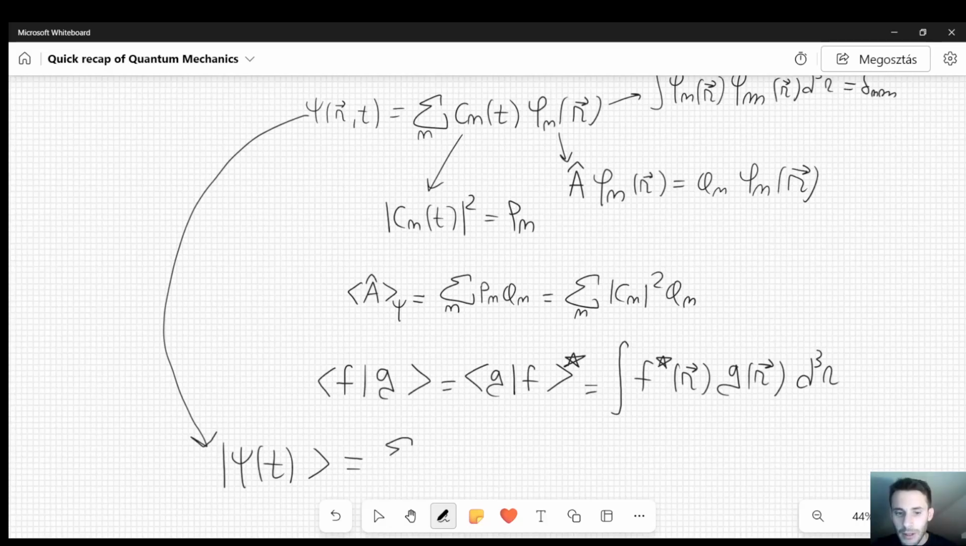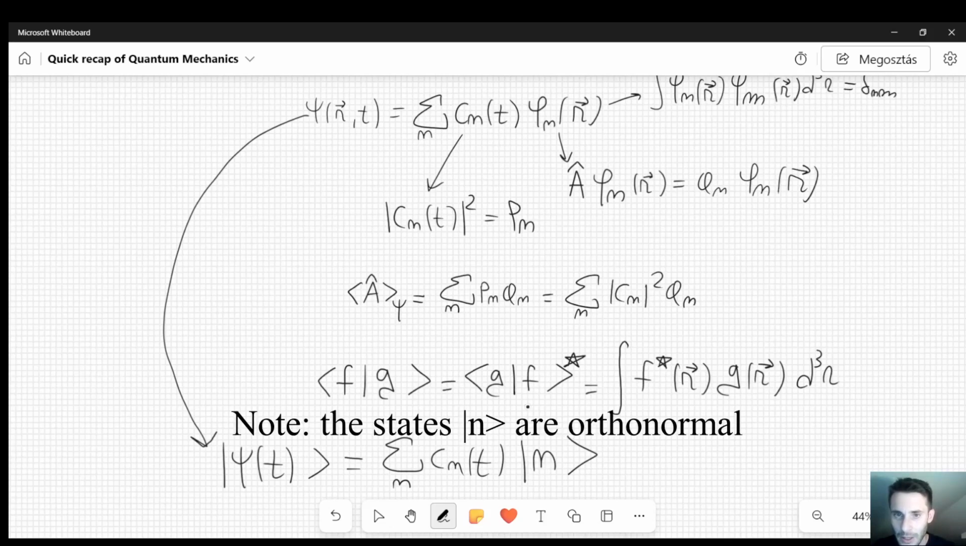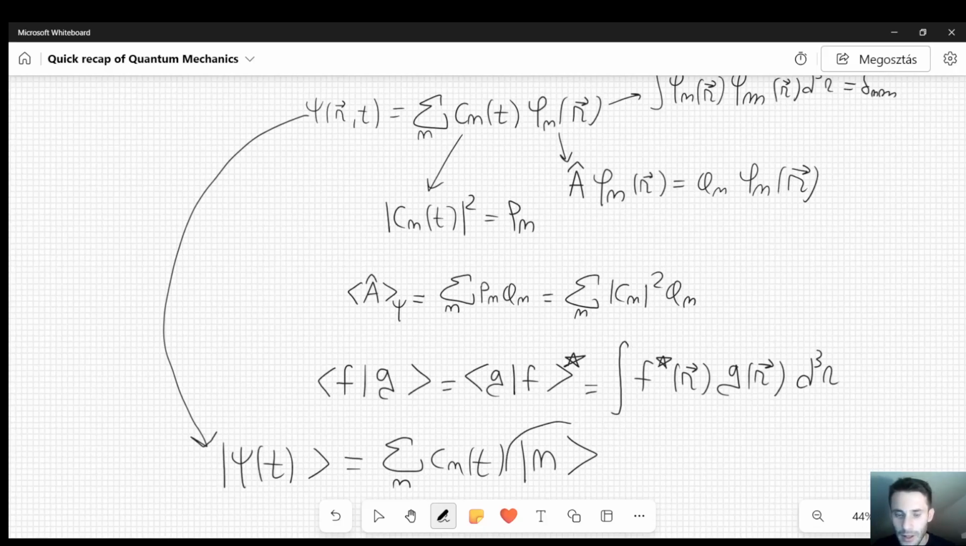And this can be thought of as a summation over n of c sub n of t, which is actually the same as this one. And then here we have some ket n. So this replaces this function phi sub n that depends on r. So it's a different vector, but you can think of this as some basis over which we are expanding our function psi of t, our ket psi of t.